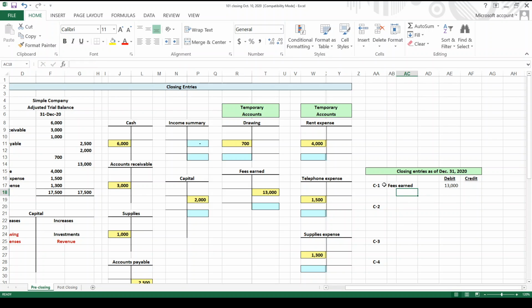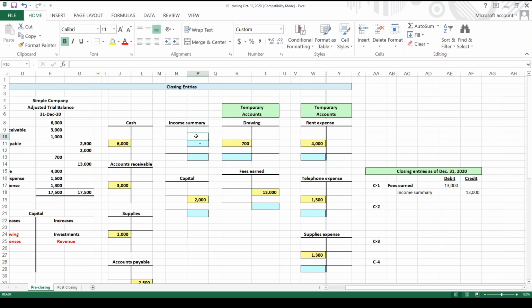Now, contrary to what they have in the book, we're going to use an artificial account called income summary, which is only used during the closing process. It's created and then it's eliminated in this process. Well, let's see what happens. This is an artificial account. It says income summary. So guess what it's going to summarize? Correct. It's going to summarize your income.